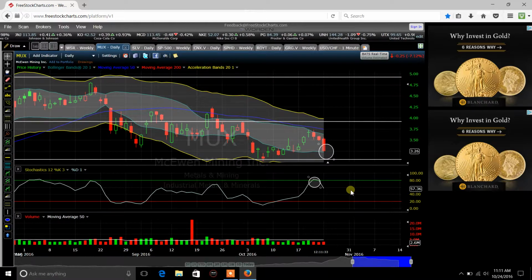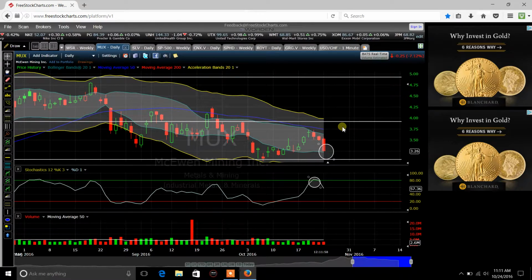So for the example here, we've got McEwen Mining. It's a mining company that goes by the stock symbol MUX. I'm looking at the daily chart, and what we've got here is price movement that's going downwards. It caught my attention because, again, I like to buy on dips, and we've got the elections coming up.